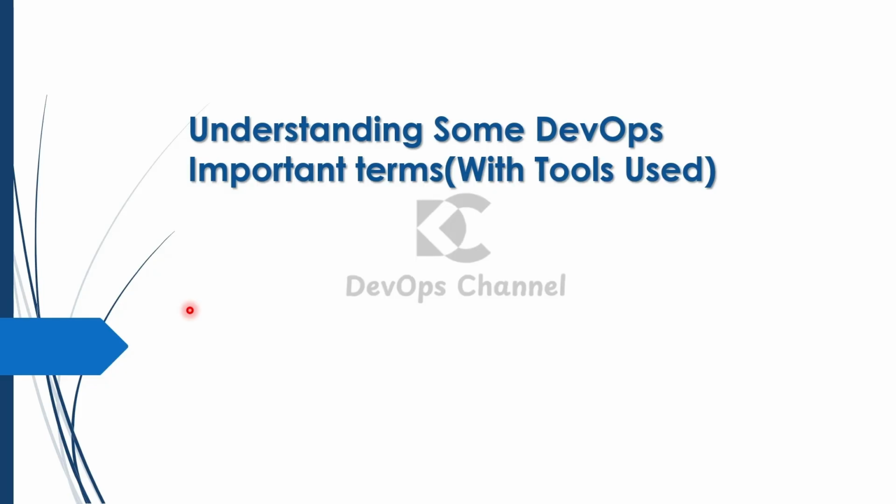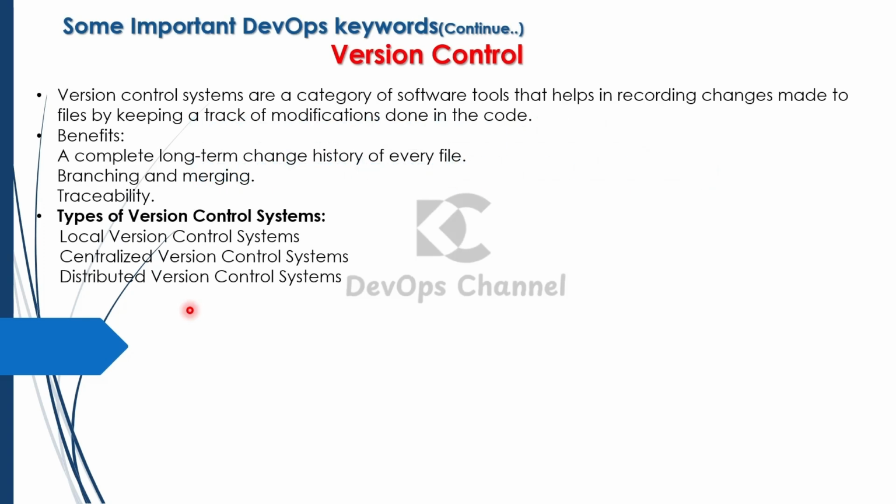Hi friends. In the previous lectures, we have seen the 7 C's in DevOps. Now let's move ahead and see some important terms like CI/CD pipeline, build automation, and version control in the next sections, and also we'll learn about the tools used with them, right? So let's move ahead with version control. Okay, this is an important one.